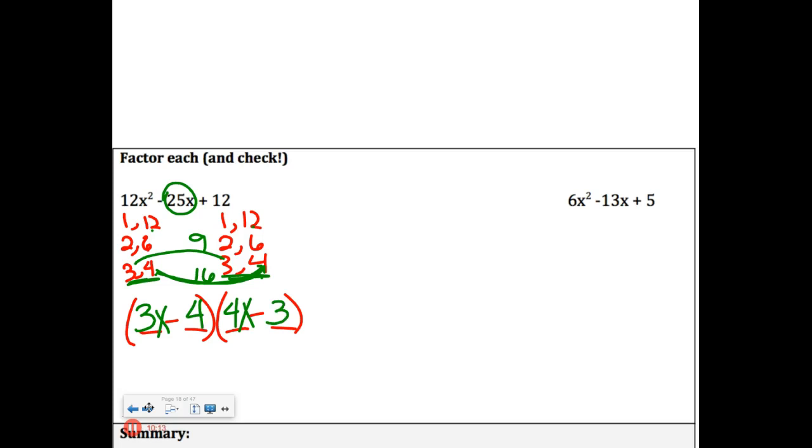And again, I'm going to do a quick check. I have 3x times 4x. That's going to give me 12x squared. I have 3x times negative 3, which is negative 9x. I have negative 4 times 4, that's negative 16x. And I have negative 4 times negative 3, which is positive 12. My front and my back, great. My middle stuff here, when I take negative 9 minus 16, yep, that's giving us negative 25. That's exactly what we wanted. That looks great.